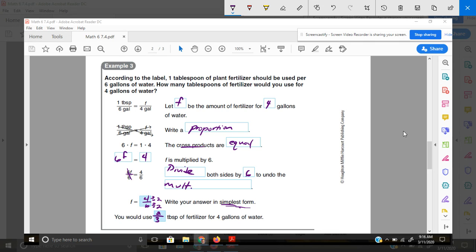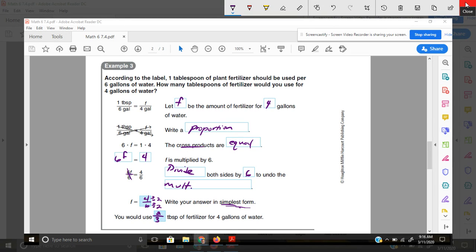And that makes sense. If we had 1 tablespoon for 6 gallons and we're decreasing our number of gallons of water, our tablespoon should also decrease. So we should be looking for a number smaller than 1. And that's what we came up with. 2/3 isn't quite 1.